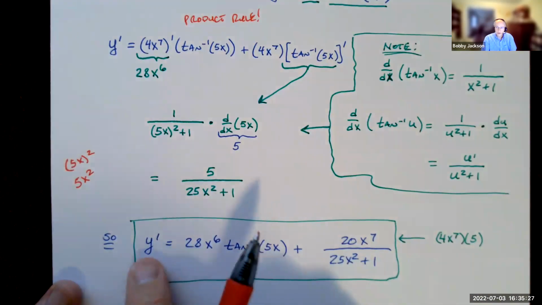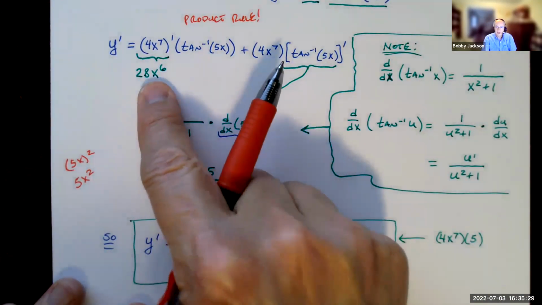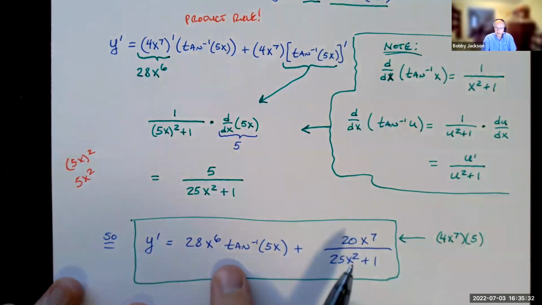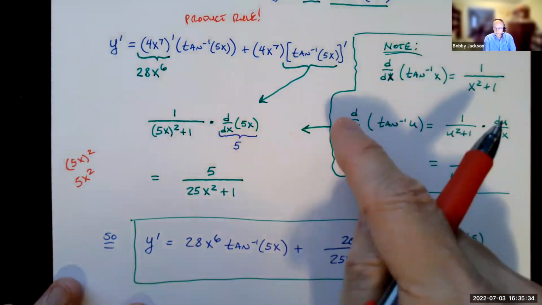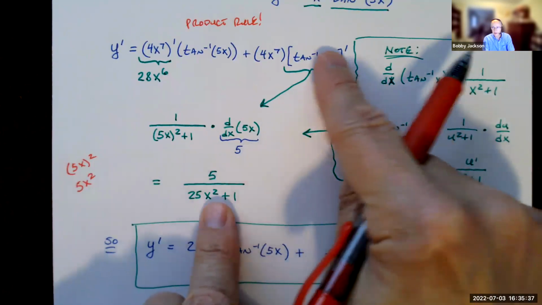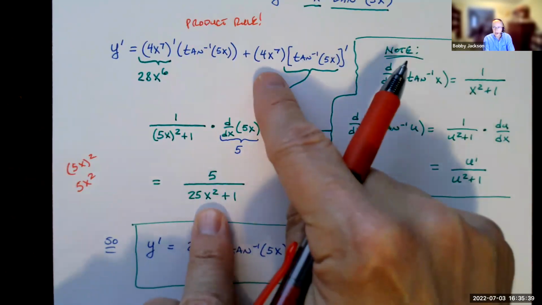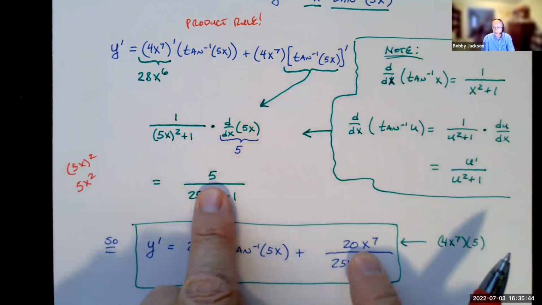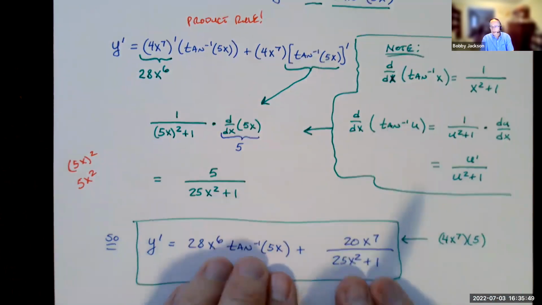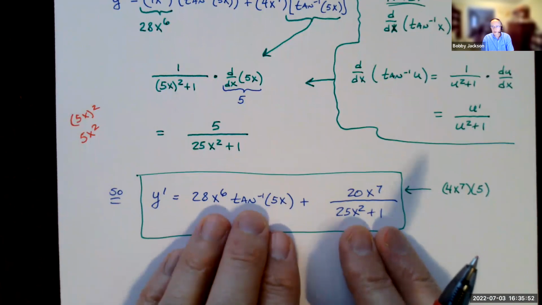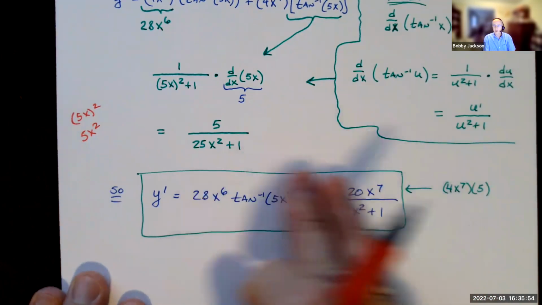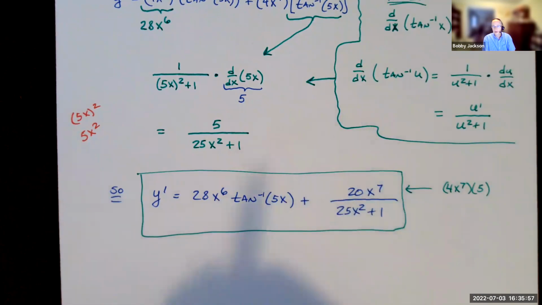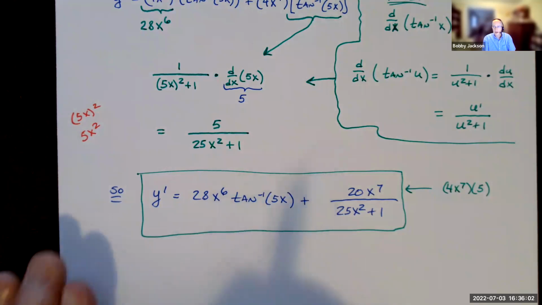So what's the final derivative then? It's 28x to the 6th times tangent inverse of 5x plus this expression here. The derivative of this is this part right here in green times the 4x to the 7th. Well, 5 times 4x to the 7th is 20x to the 7th, 4 times 5 being 20, all over 25x squared plus 1. And that's a sufficient form to put the final result in. You don't have to combine these as one fraction by finding a common denominator. You certainly can, and sometimes there are times when you want to simplify things like that. But right now, this is sufficient.